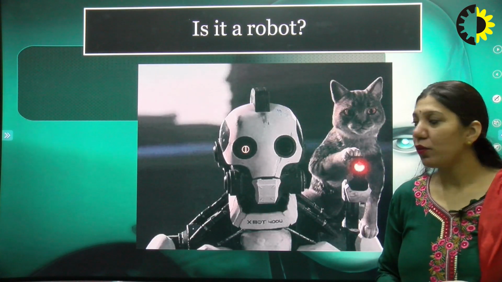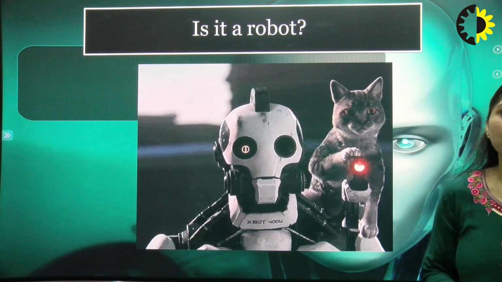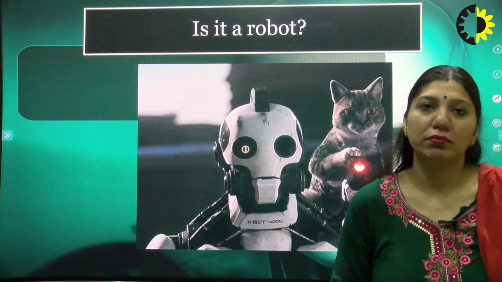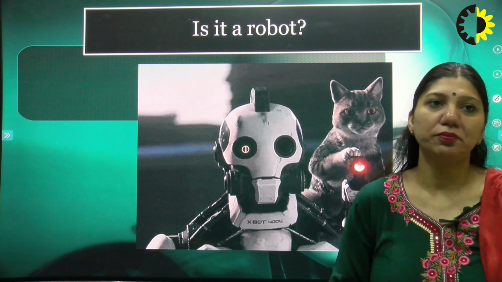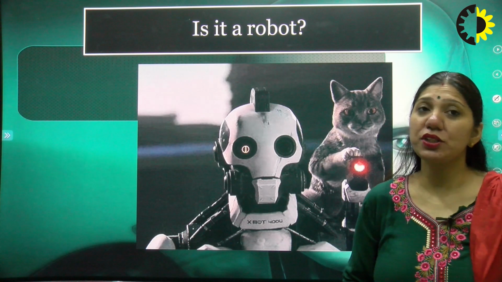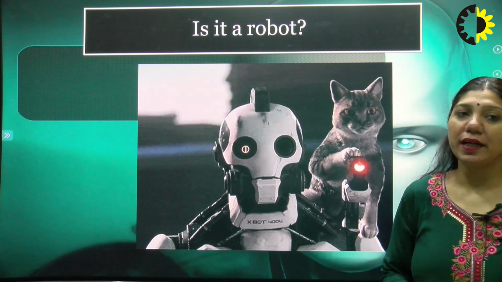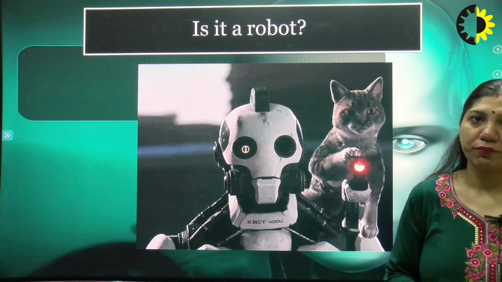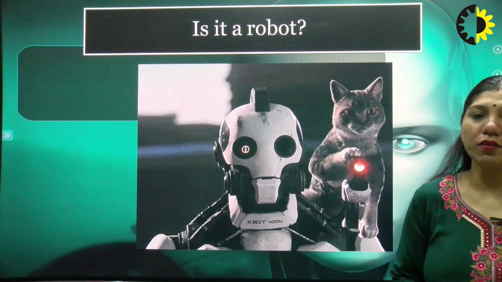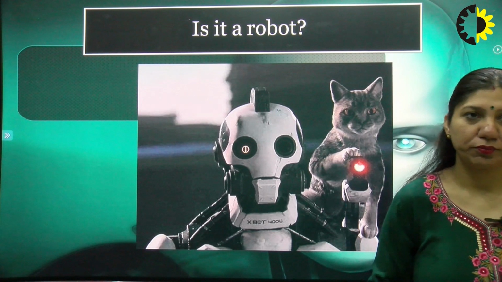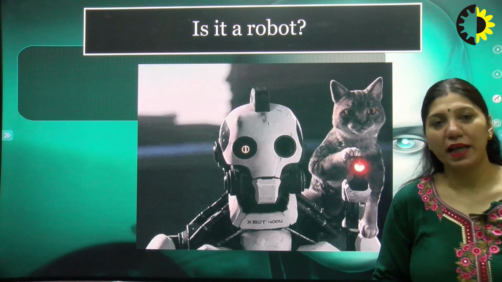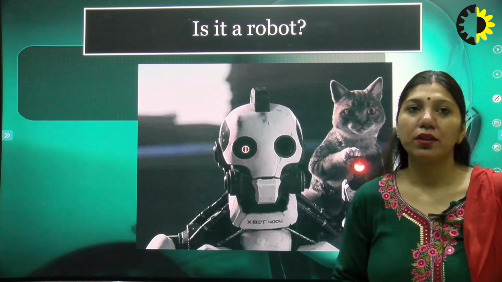So if I talk about this picture, can you guess, is it a robot or is it a natural living thing? We have a picture of a cat and a picture of an XBot 4000. Are they both robots or not? Can they do household work? Can they do official work or not?